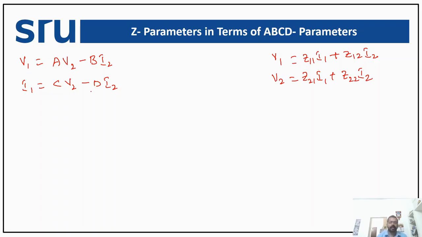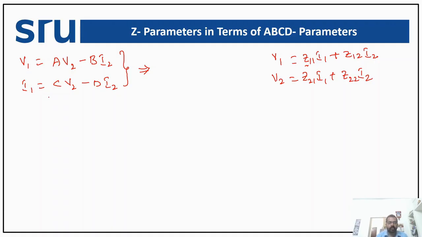It means that we are going to convert this particular ABCD parameter equation into the Z parameter equation, so that on comparison we get these Z parameters in terms of ABCD. Why can we convert? Because these two sets of equations involve the same V1, I1, V2 and I2. They have two ports, V1 and I1 being the first port and V2 and I2 the second port, so they are interrelated. So let us start converting.